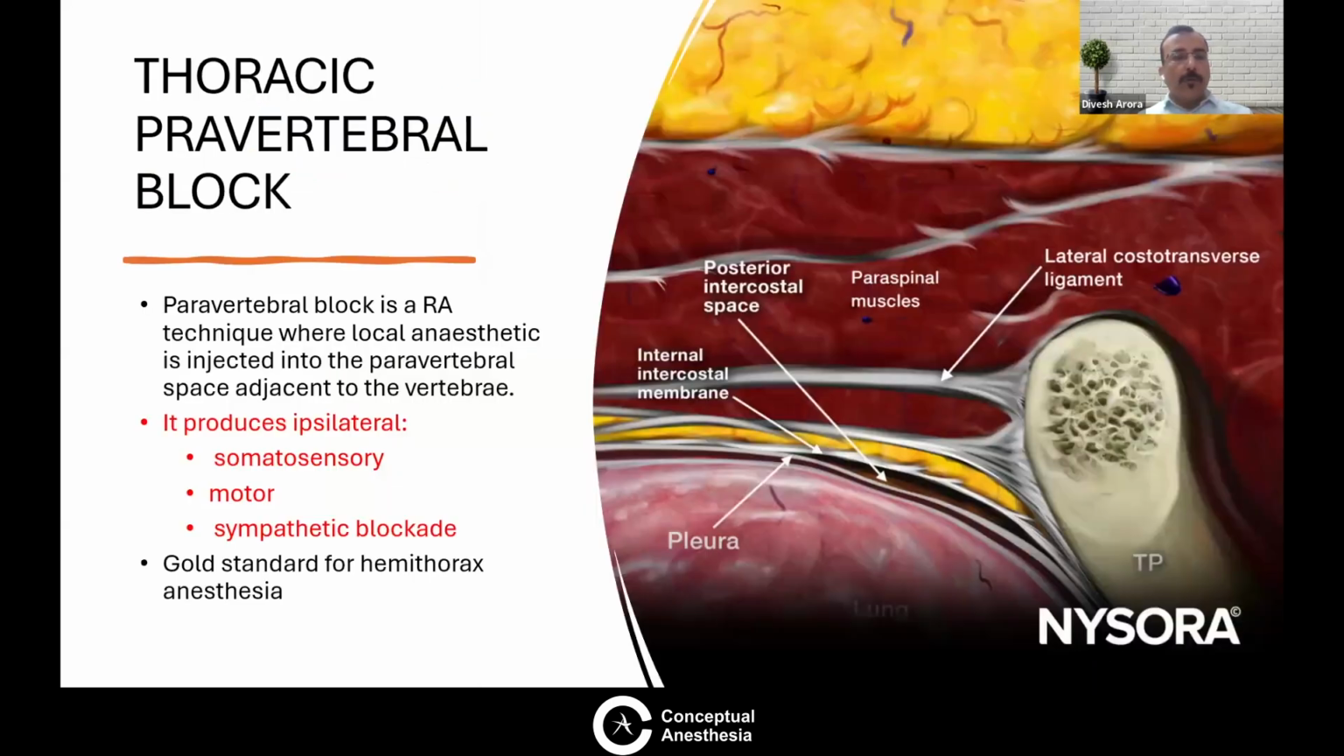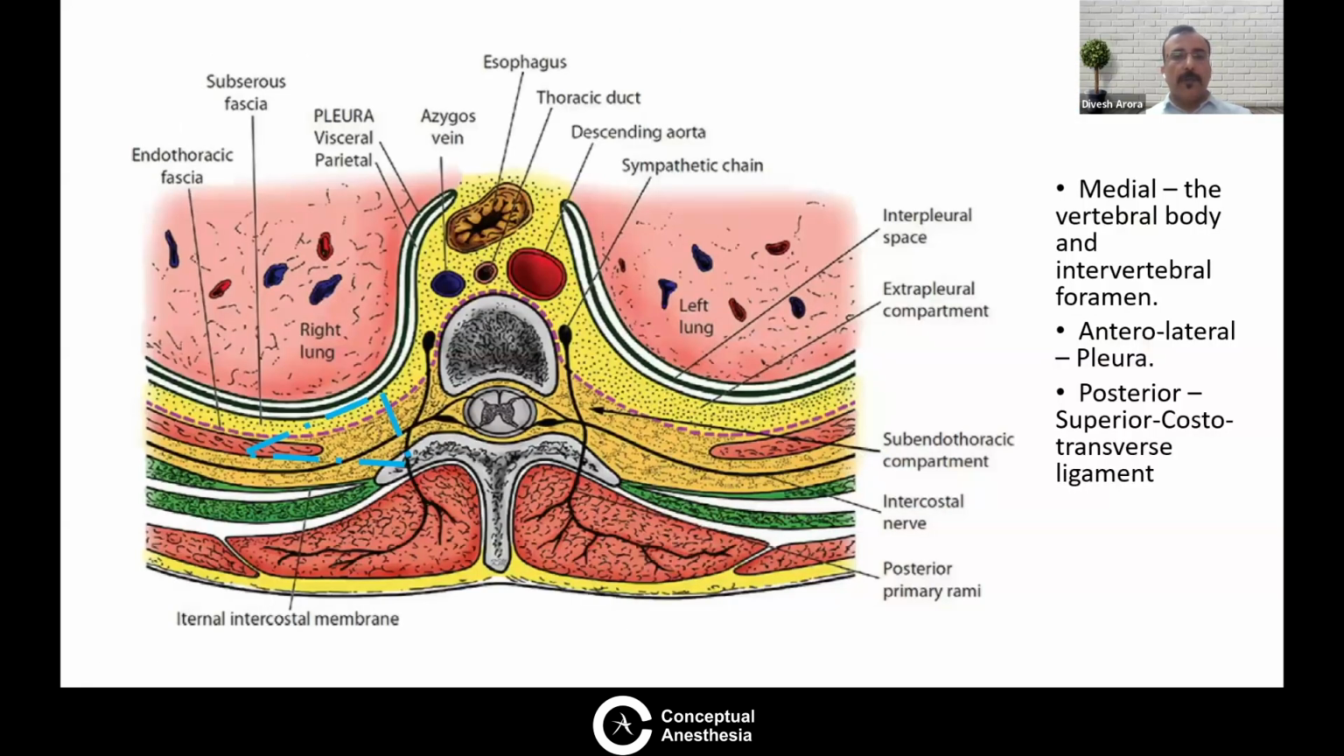Now coming on to the gold standard for ipsilateral hemithorax anesthesia, the thoracic paravertebral block is essentially a regional anesthesia technique where the local anesthetic is injected into the paravertebral space adjacent to the vertebra. It produces ipsilateral somatosensory, motor, as well as sympathetic block.